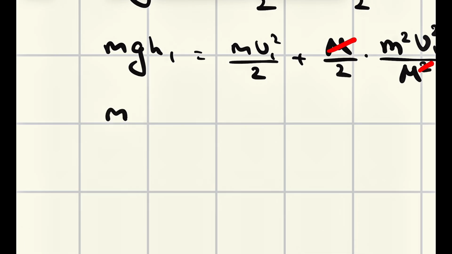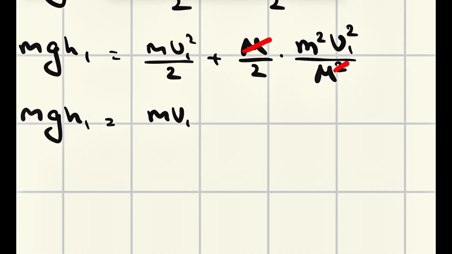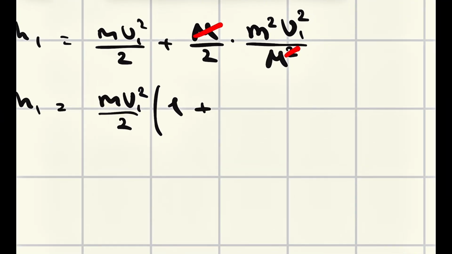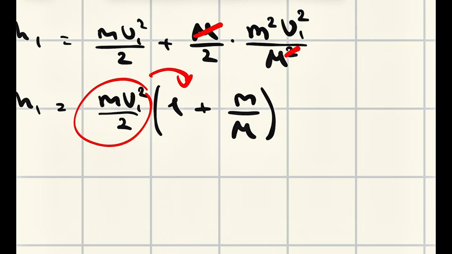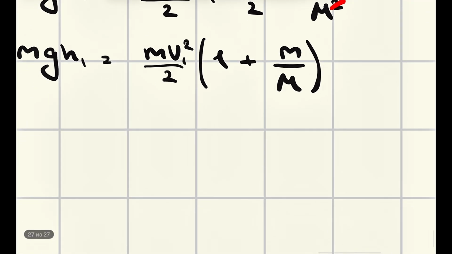We can continue it here. It would be mgh1. You can see that we can bring out the entire mv1 squared divided by 2 as a common factor. This thing would be left with 1. We are taking out one of the m's, v1 squared, and 2 as a common factor. Left with 1 plus one of the masses is still there, and also this large mass is still there. If we just take this thing and put it inside again, we would have the same result as this one. I think that you understand where it comes from, right?